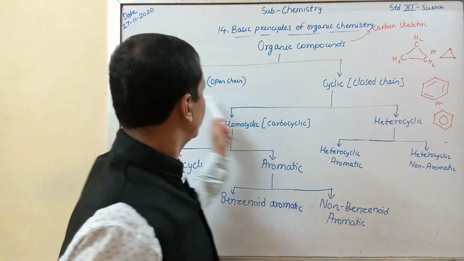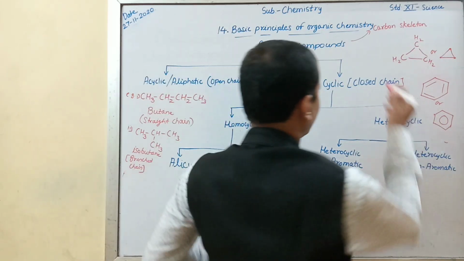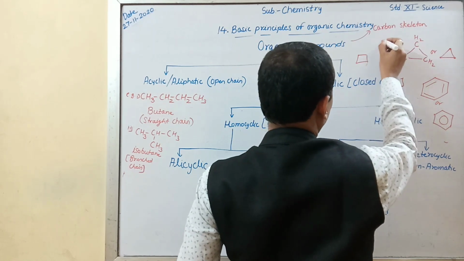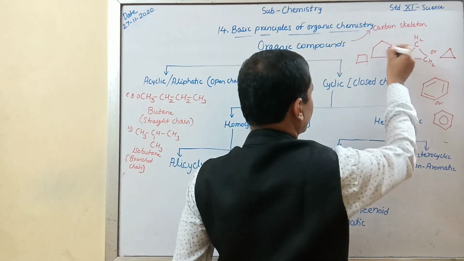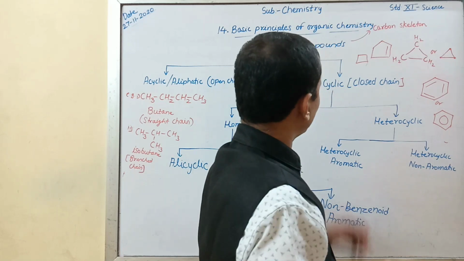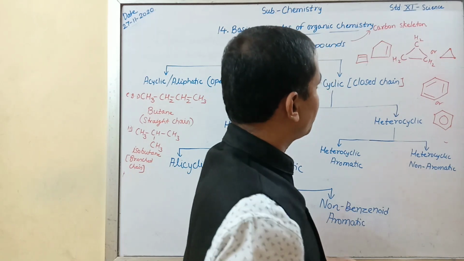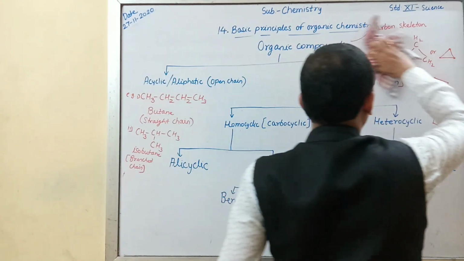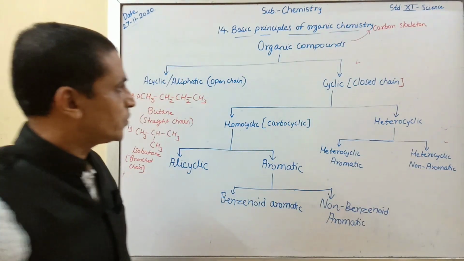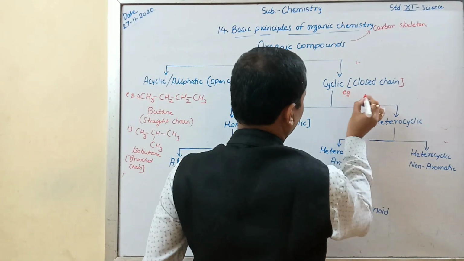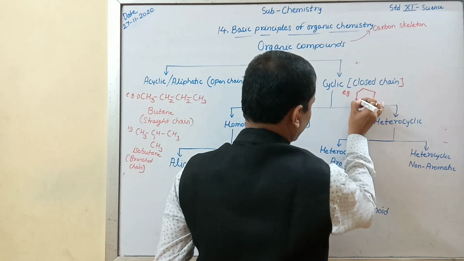See, open chain, and these are closed chain. The ring may be 5 member, 3 member, 4 member. This is also a closed chain compound. Take this one. It is a 5 member ring. Suppose it contains this bond, so it is also cyclic. Alkene I put here, so it is also alkene. So cyclic compounds are those compounds which contain one or more rings.